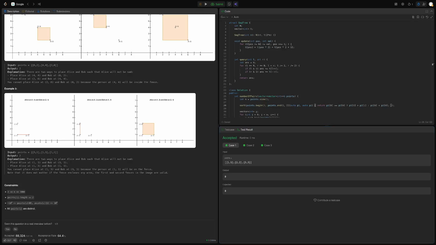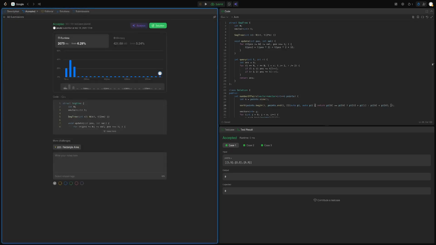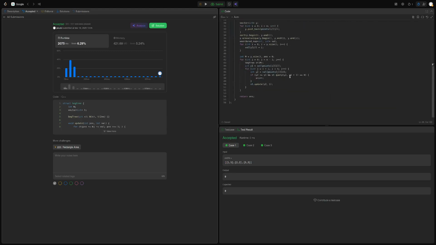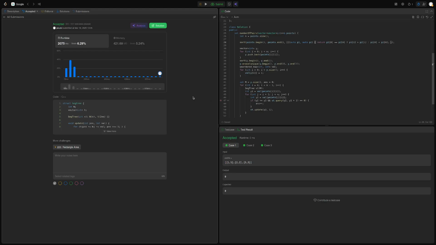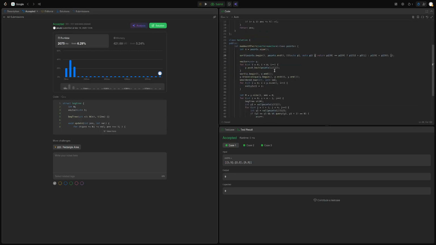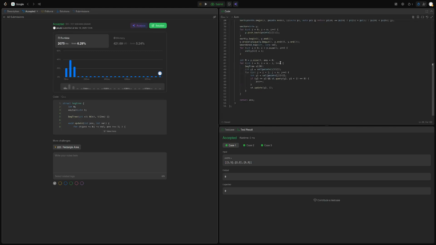Oh my god, it works immediately. Ain't no way, dude. I am a genius. Let's go. That's crazy, but apparently quadratic is possible, so. Oh my god, bro, what the hell? That is crazy, dude.